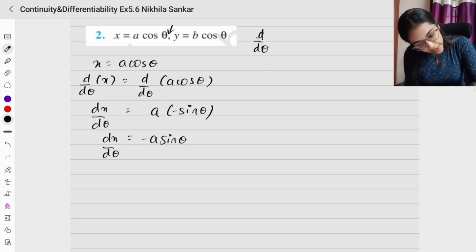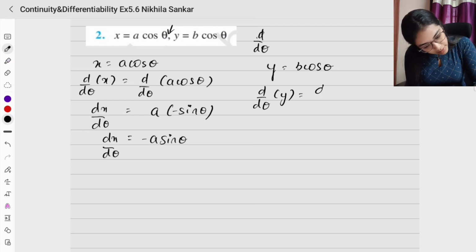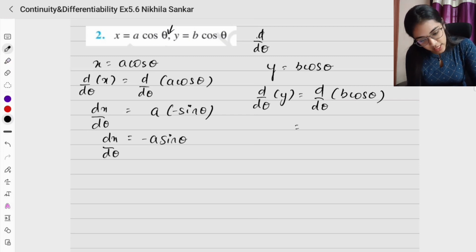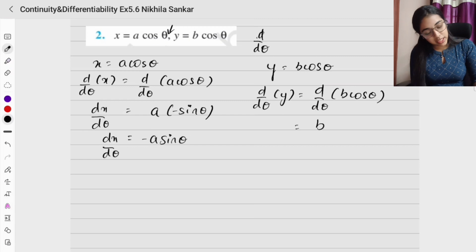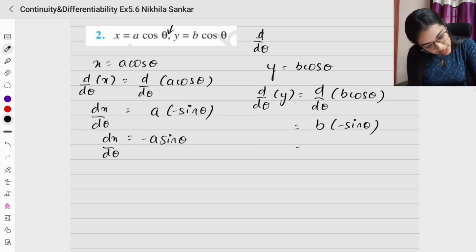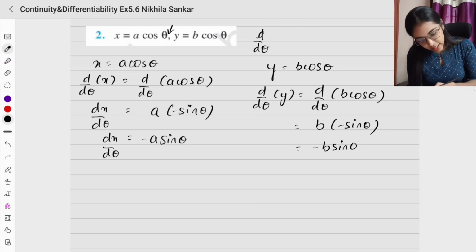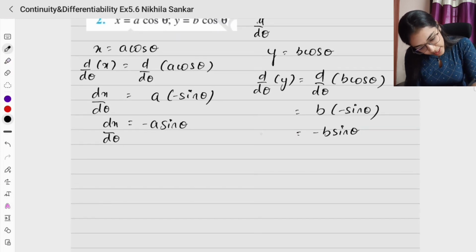Now what is my y? Y is going to be b cos theta. d by d theta of y equals d by d theta of b cos theta. b is a constant, so I'm going to take b outside the d by d theta. Again, cos theta's derivative is minus sin theta. So I'll have minus b sin theta. This is my dy by d theta.